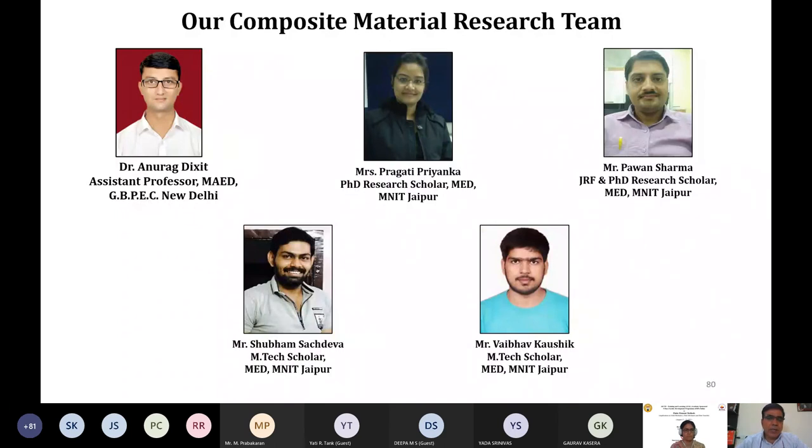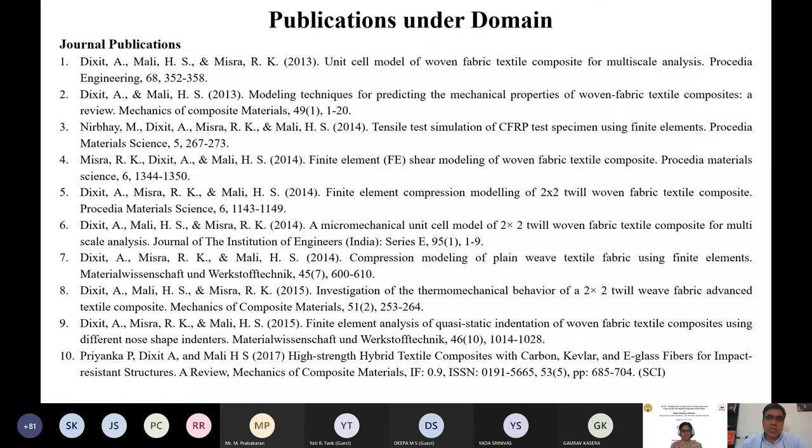the experimental cases completed. So this is the team of this composite material, textile composite material research, starting with Anurag, who first joined, I think, in 2010, and now he's working as a faculty in Delhi. Now Pragati will be graduating soon. She is the one who has done some of the hybrid work in fabric. Similarly, Pawan Sharma is again a JRF and doing some work in textile composite only with the funded project. These two scholars, Subham and Vaibhav: Subham graduated this year, and Vaibhav will be continuing with similar modeling stuff. Okay, so this is the team.